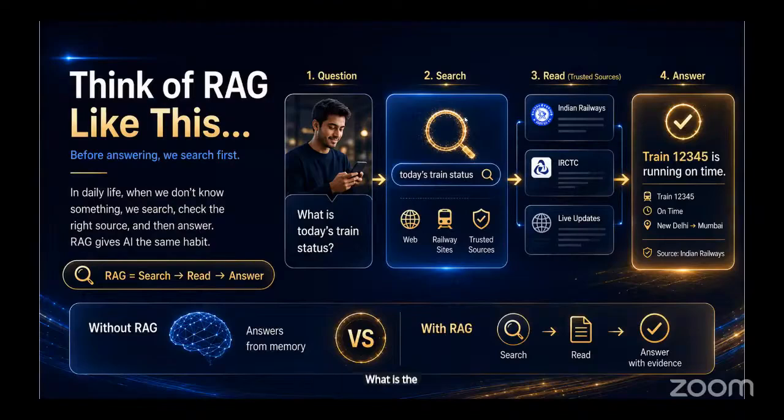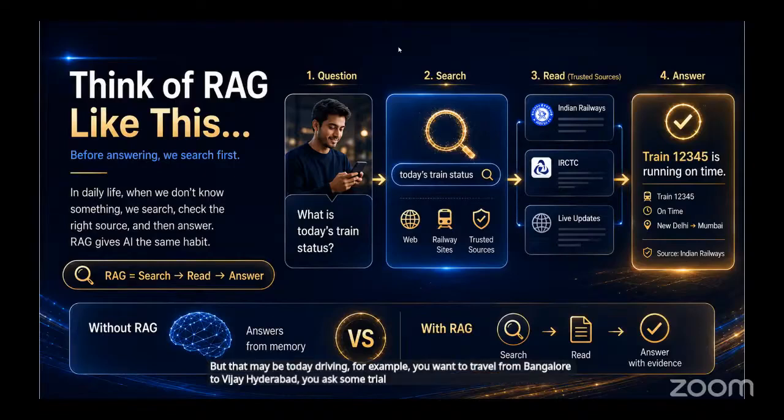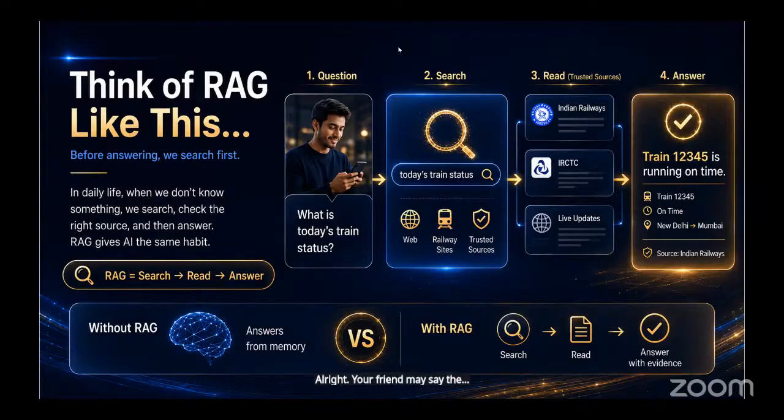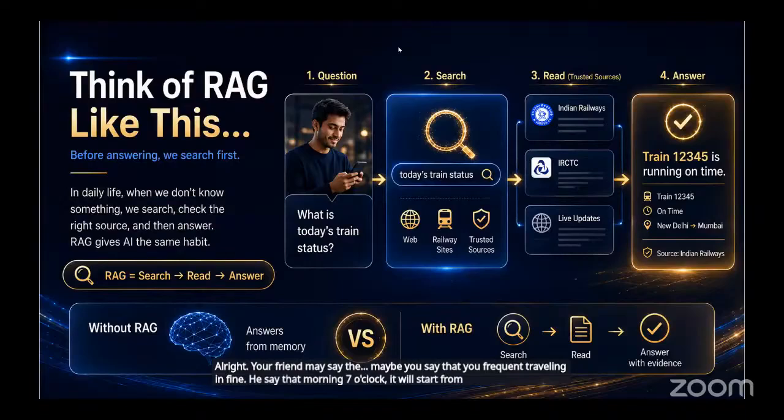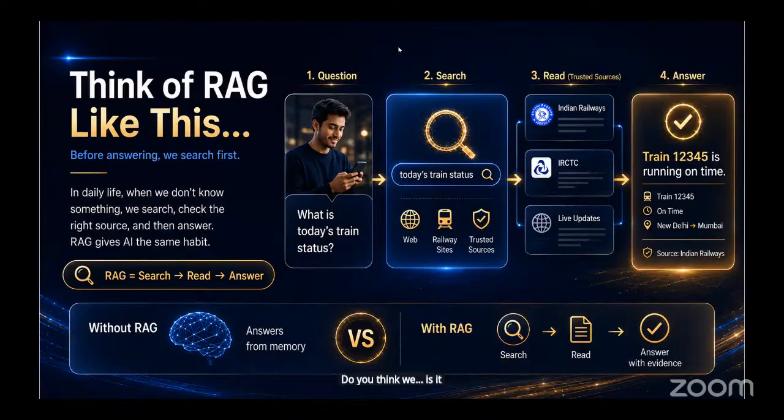Let's say you want to travel somewhere. What is today's train timing? You will remember something, but that may not be today's timing. For example, you want to travel from Bangalore to Hyderabad and you ask about a train, let's say Hyderabad Express. Your friend who frequently travels by train may say morning 7 o'clock, it will start from Bangalore to Hyderabad. Do you think it is going to be exactly the same time? Probably that time could be an old time also.